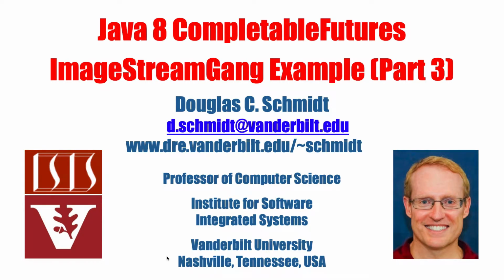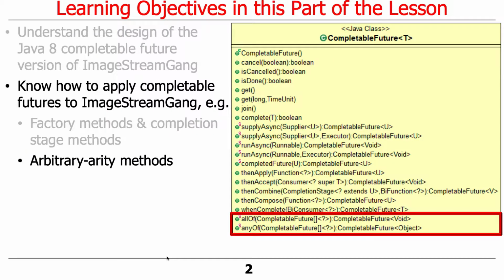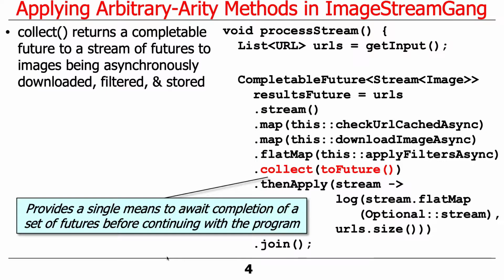So now that we've explained factory methods and completion stage methods in the context of the ImageStreamGang example using completable futures, we're going to focus on the final piece of the puzzle, which is the arbitrary-arity methods portion. So let's talk about how those get applied. This is the part where collect is used.